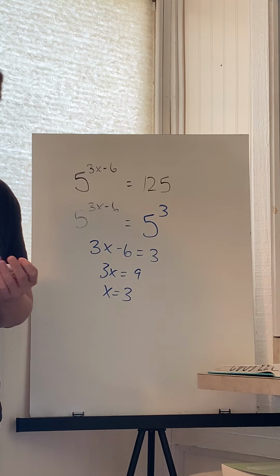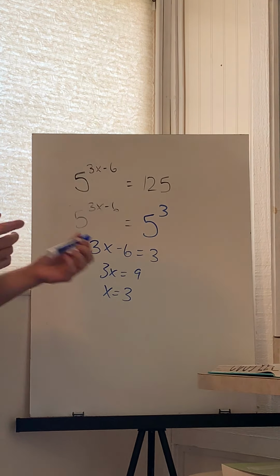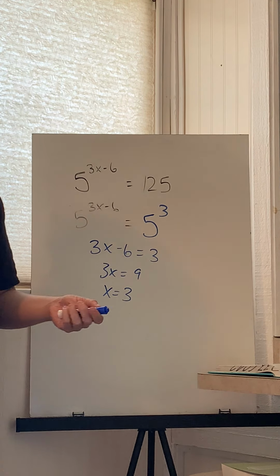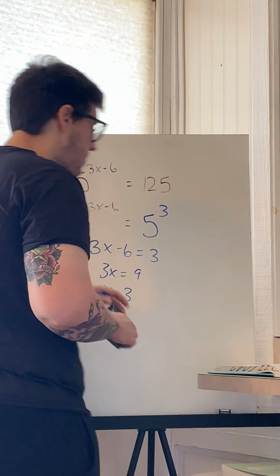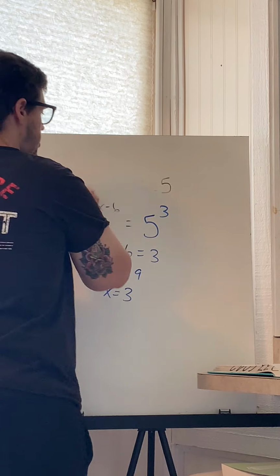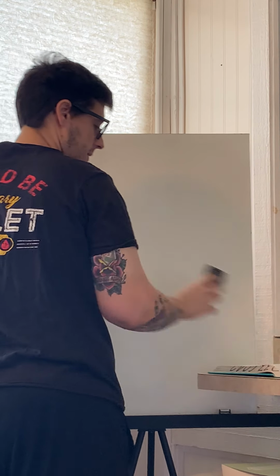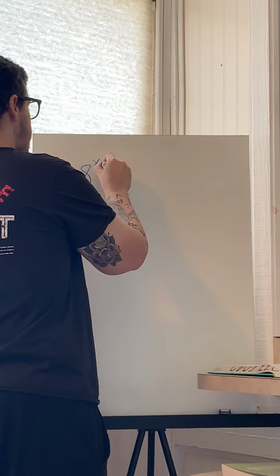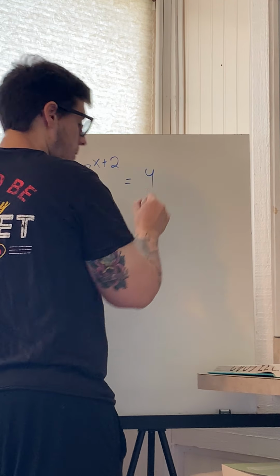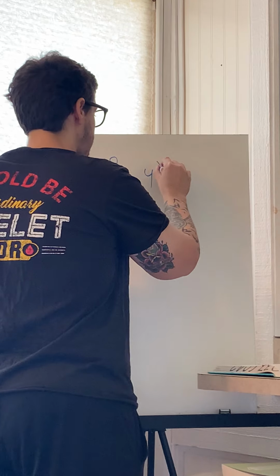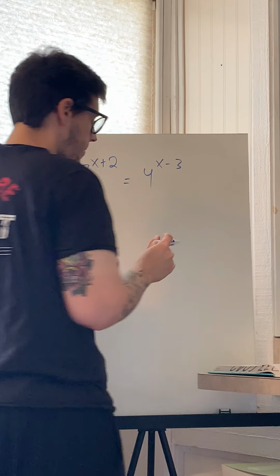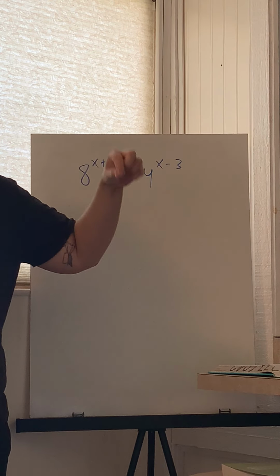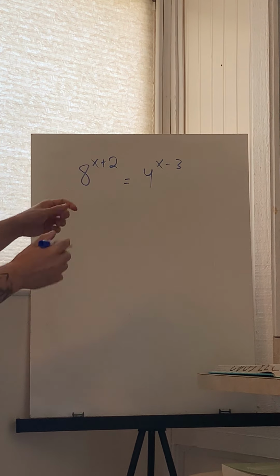So really simple. If you can manipulate the bases so that they have the same power, do that, and then set the exponents equal to each other. Letter B is a very similar question, except you have to change both of them. So in this case, letter B is 8 to the x plus 2 equals 4 to the x minus 3. And in this case, these are both powers of 2. 8 and 4 are both numbers that can be rewritten as a base of 2.